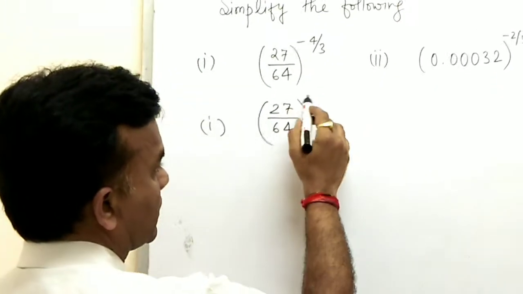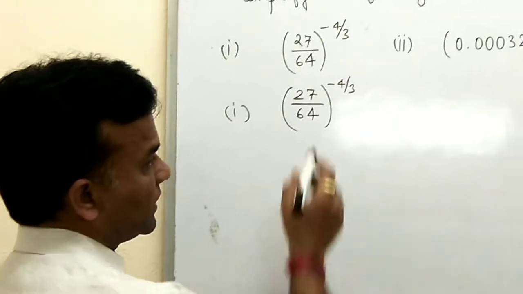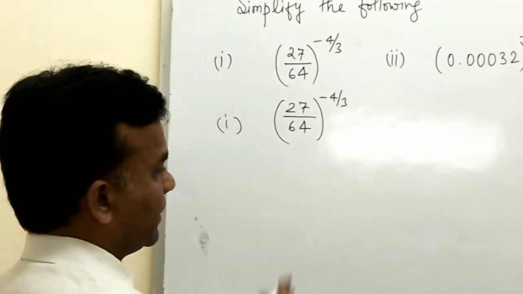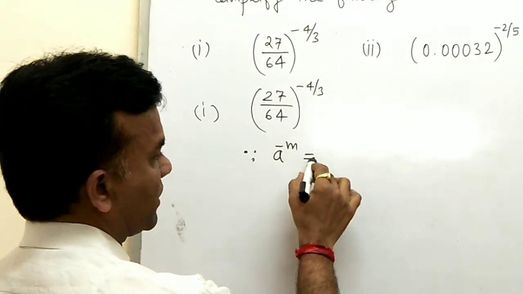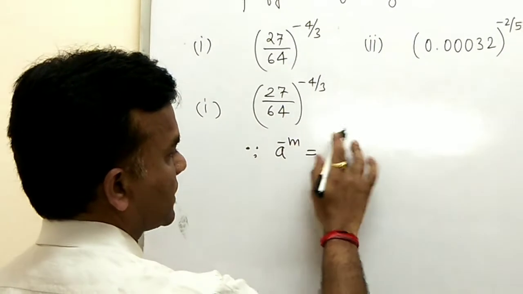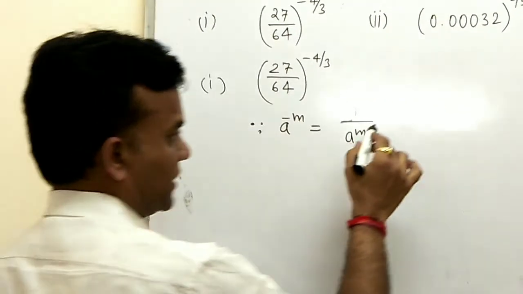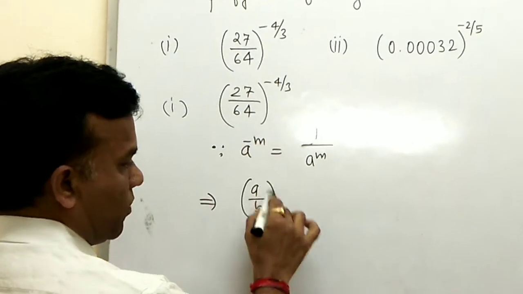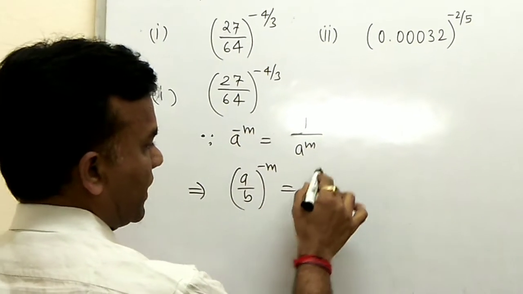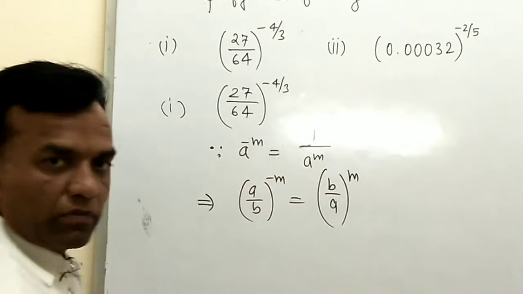Okay, now here we use minus 4 by 3. So basically first a negative power is given. Since we know the identity that a to the power minus m is 1 by a to the power m. Basically you can also simplify using this property: a by b whole to the power minus m, then you write down b by a whole to the power m. So in this way you may also write it down.